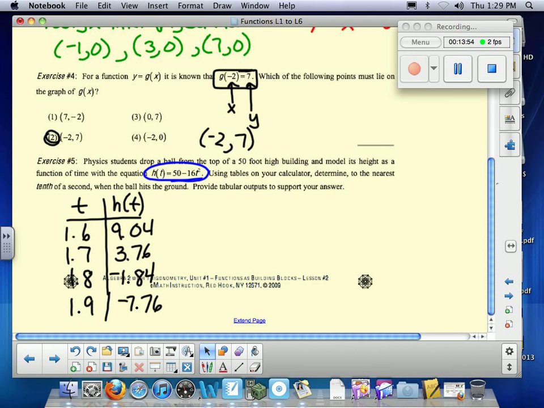All right, so not anything really scary for today's notes. Using equations, tables, and graphs, and just getting familiar and comfortable with this idea of function notation, how to read it and how to use it. So good luck with your homework.